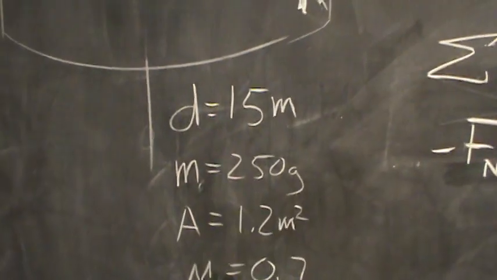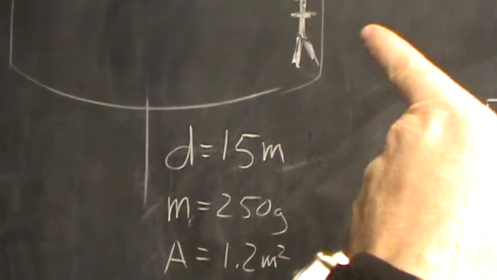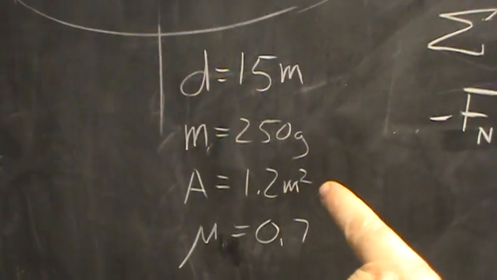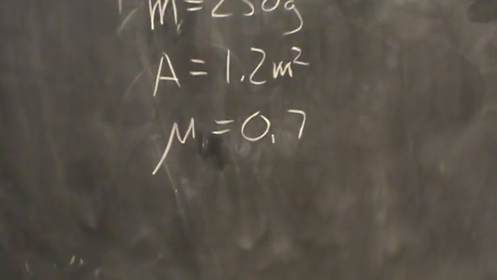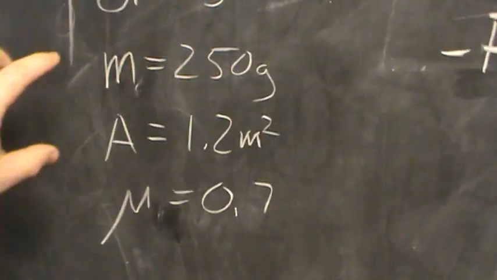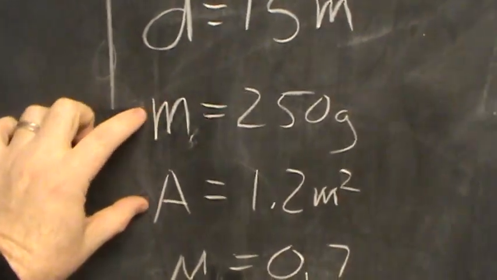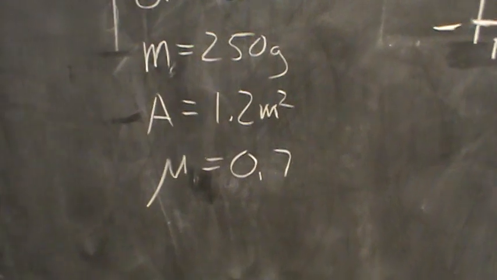They give you information like the diameter of the amusement park ride, the maximum mass of the people, the area of contact with the wall, as well as the coefficient of friction mu, which is 0.7, a unitless term. It turns out that this is not really needed. These two things are not really needed for the solution of the problem, so you might note that at the beginning.